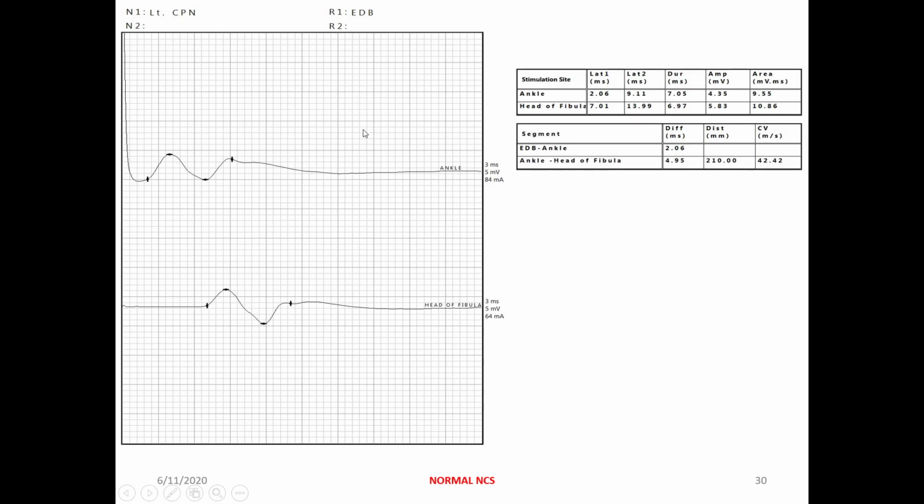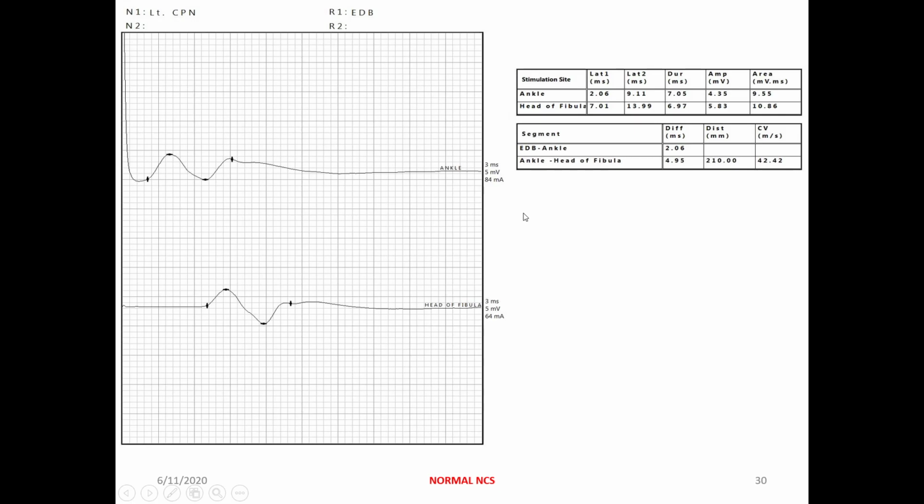Clear? And this potential was taken at 84 milliampere intensity. So now you know sweep speed, that is horizontal unit measurement, 5 milliwatt, that is vertical unit measurement, and 84 milliampere, that is intensity. This was taken at ankle, and second was taken at head of fibula. Recording point is same, both, it is extensor digitorum brevis. Okay, so now we have read this.